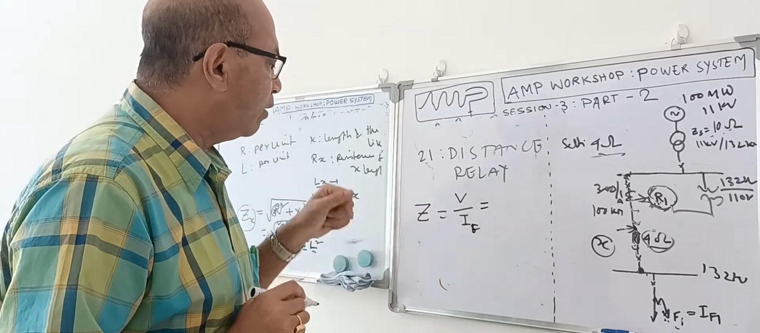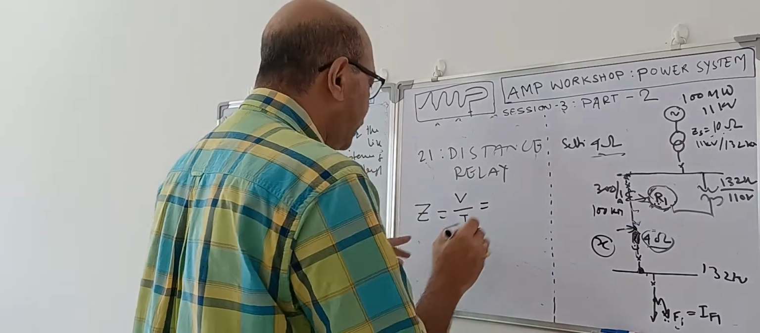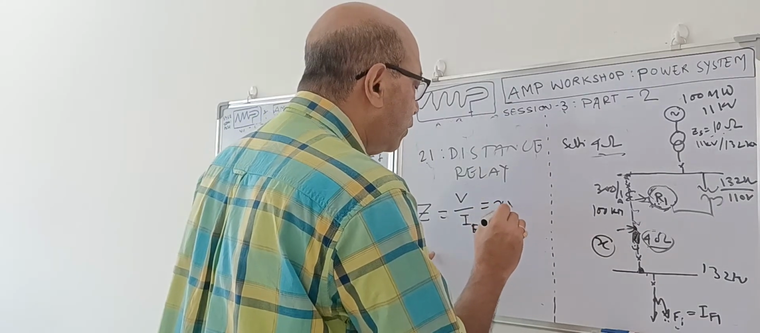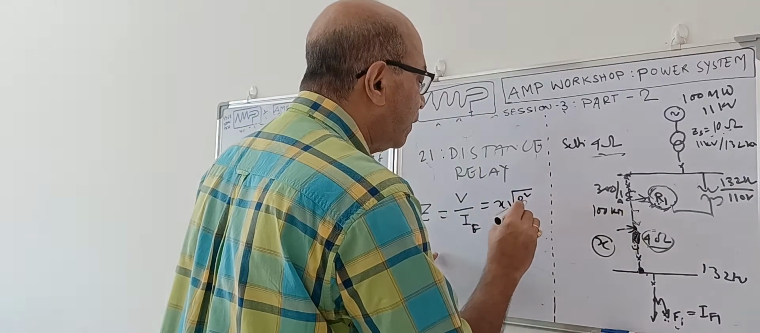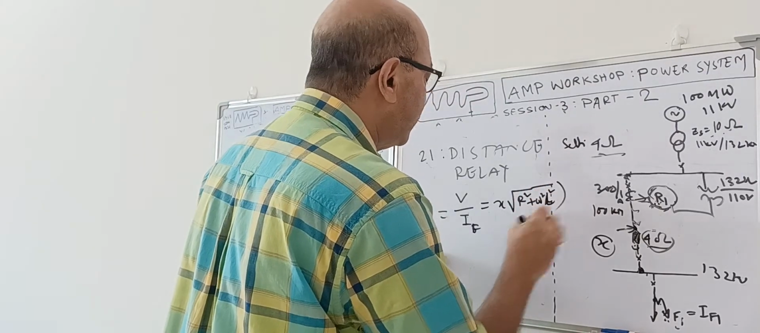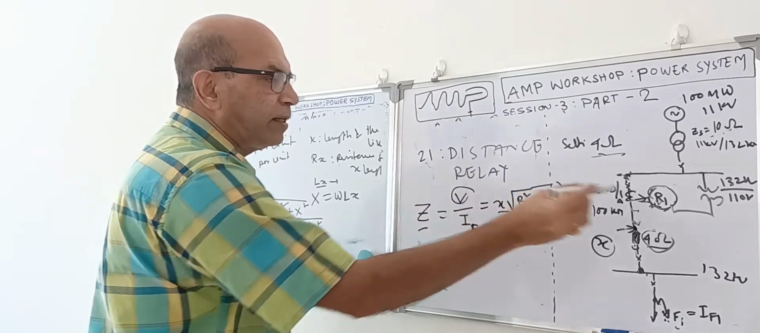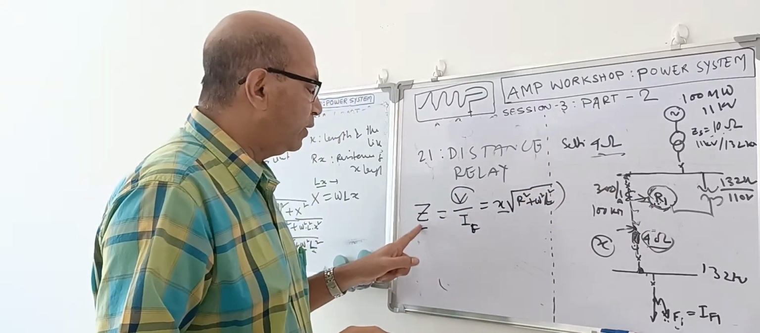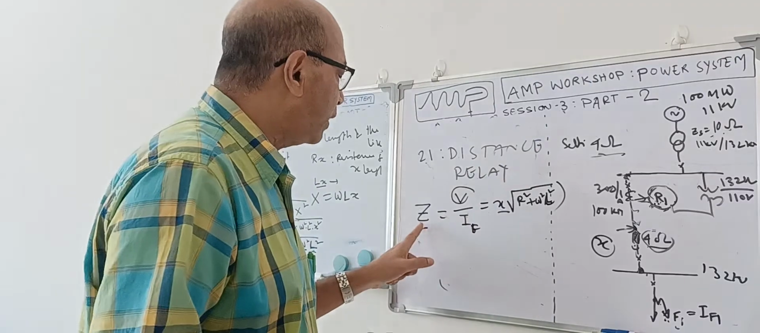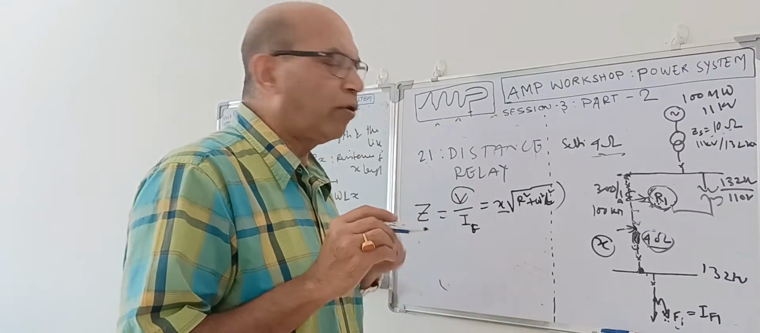Now V by I equals Z. Now Z equals how much? That is equal to impedance. We have seen Z equals the square root of R square plus omega square L square. This is X. That means Z is proportional to X. So the moment V and I are measured by the relay, it will calculate the Z, and whatever the value of Z it gets, it will compare with the setting of Z.